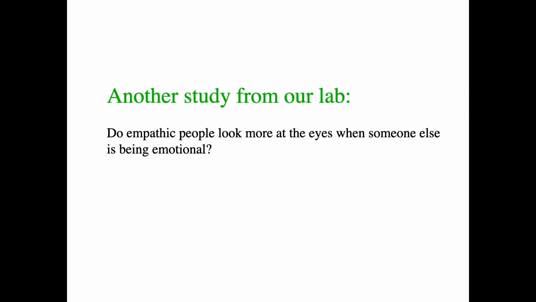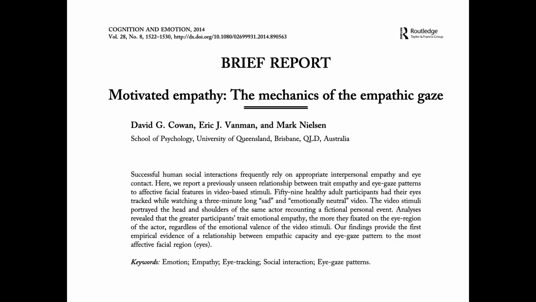The question here was, do empathic people look more at the eyes when someone else is being emotional? This came out of work with my PhD student, David Cowan. He was interested in measuring where people look with their eyes using something called an eye tracker. He showed 59 participants 3-minute videos of someone acting sad and the same person acting neutral. In the sad one, they tell a very emotional, sad story about a death in the family. In the neutral story, they're just talking about a time they were at the airport. And while they watch that video, he's able to track where they're looking with their eyes.